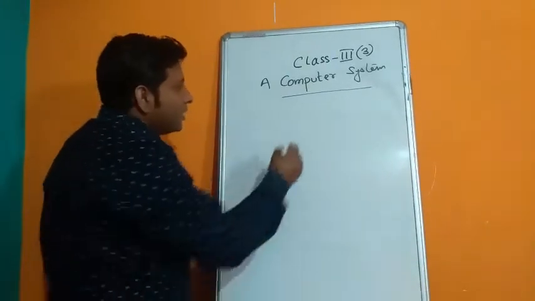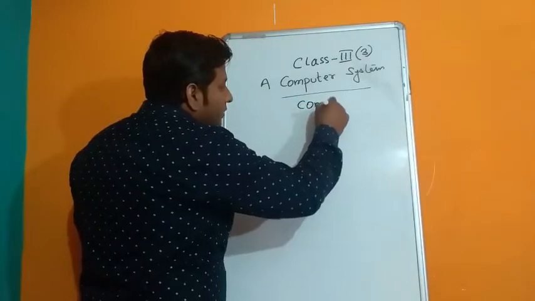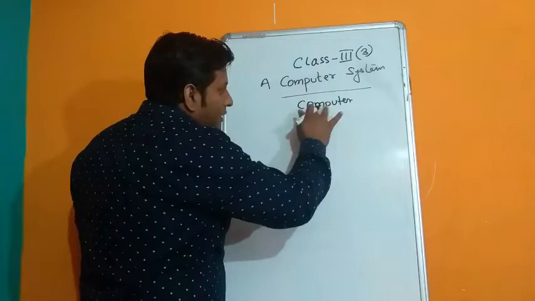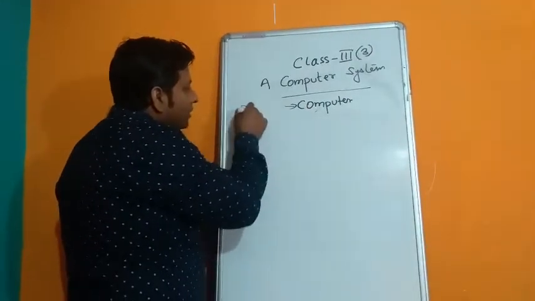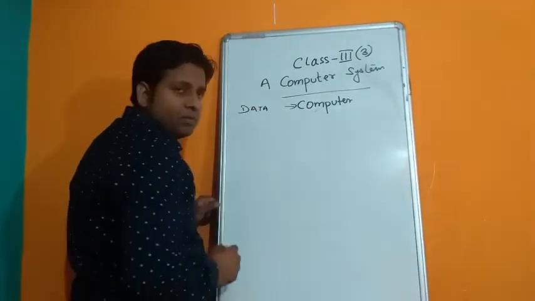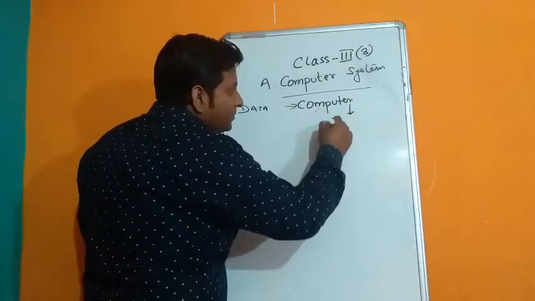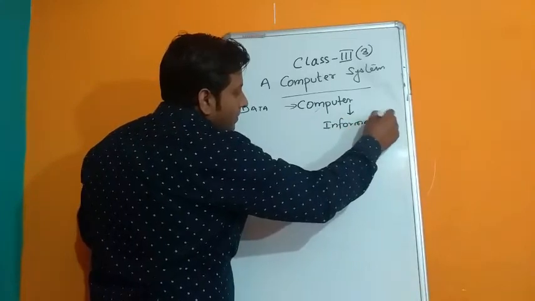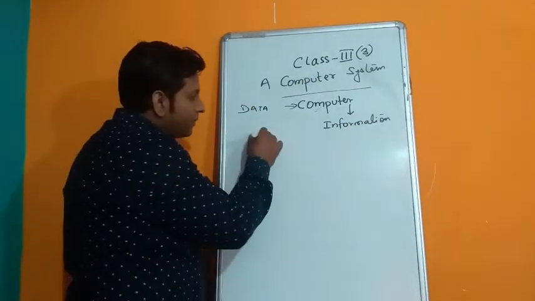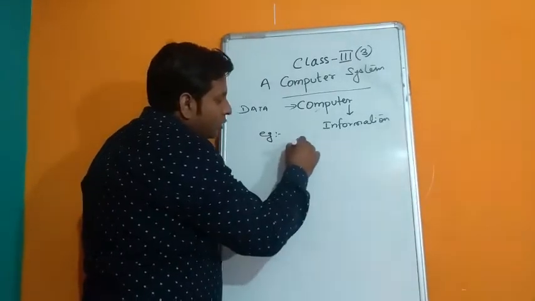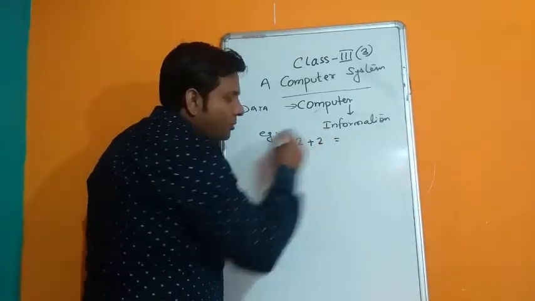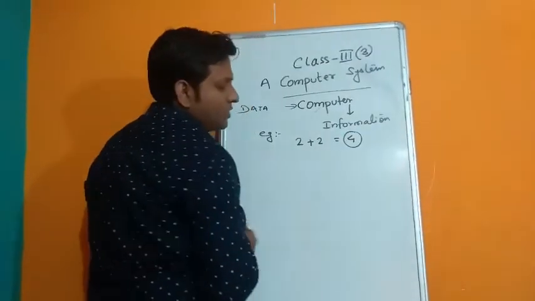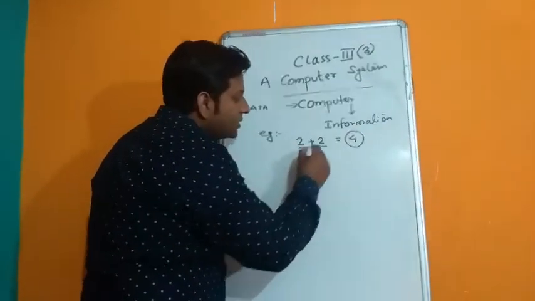Let me tell you, computer works on two different things. First part is, you can see, it needs data so that it provides us meaningful information. Say for example, 2 plus 2 is equal to how much, children? 4. So this 4 is what? It is information. And this 2 plus 2 is what? It is data.